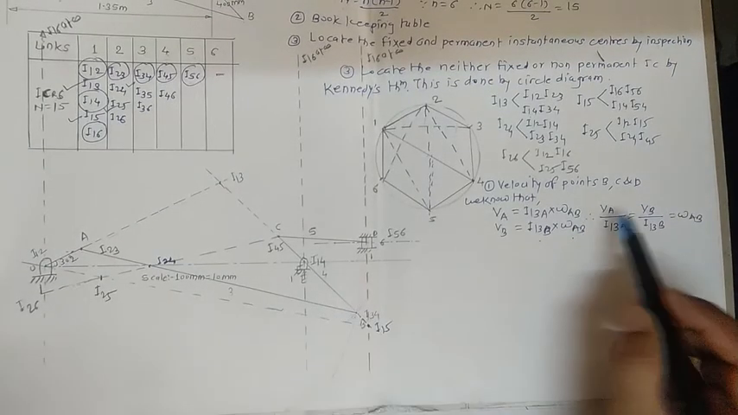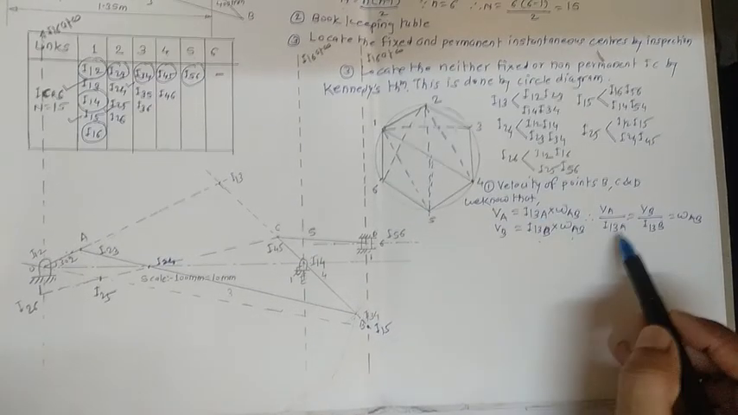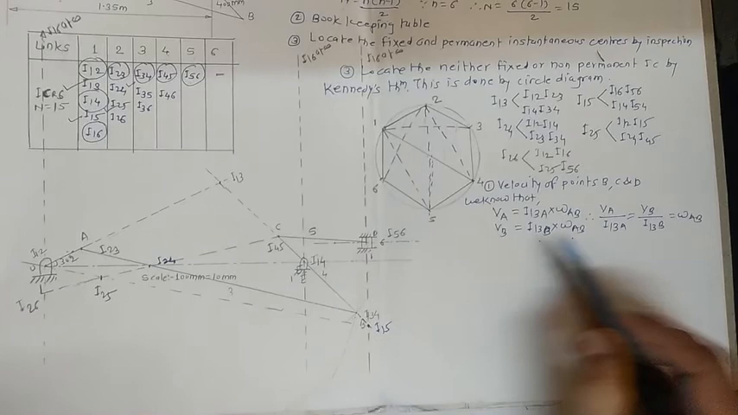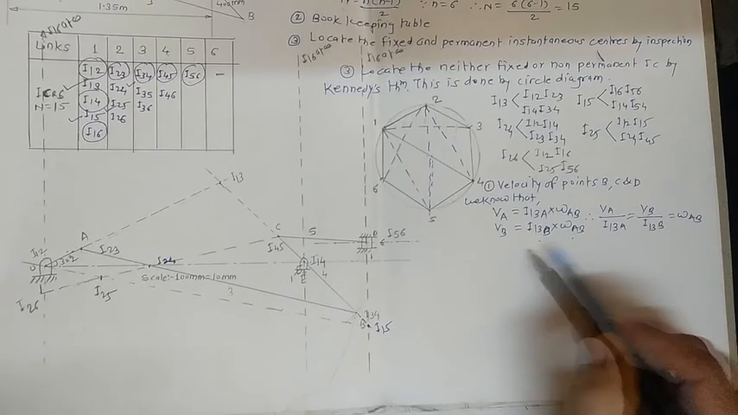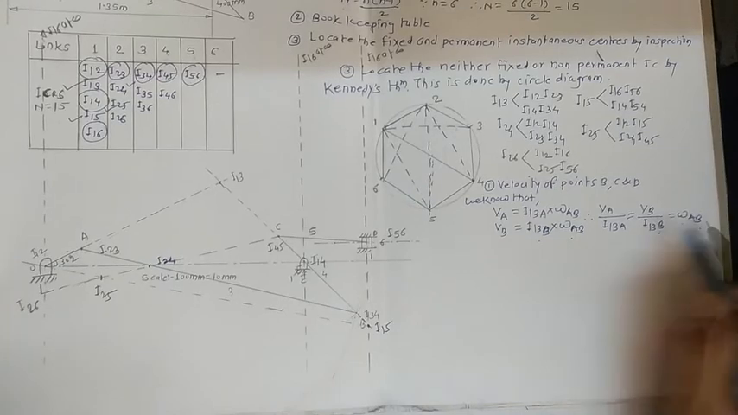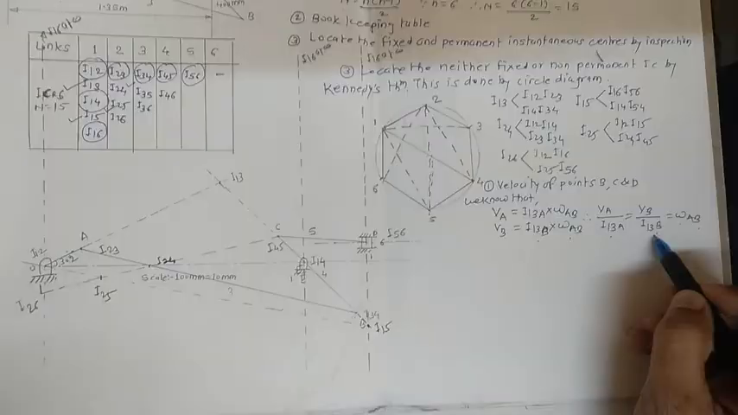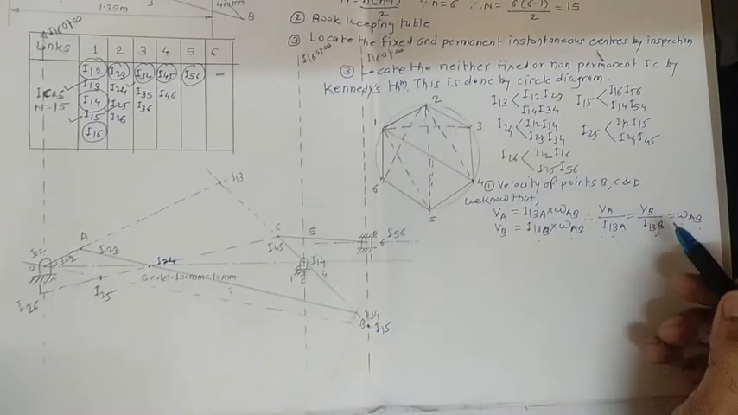So you can rewrite this relation in this way: VA divided by I13A equals VB divided by I13B, and this should be equal to omega AB. In this case we know the value for VA, we know the distances. Now we can get this.